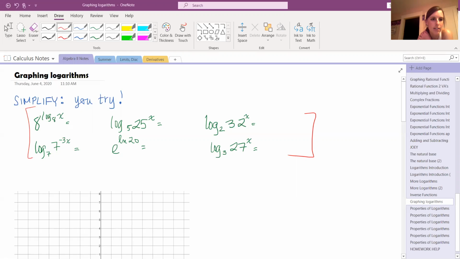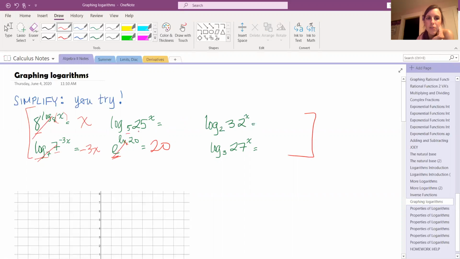So here, 8 to the log base 8 of x. Since the bases are the same, they cancel. You're left with the argument of the logarithm, which is x. Here, the bases are the same. They cancel. You're left with negative 3x. Here, the bases are the same because remember, natural log has an invisible base of e that we don't write because it's so commonly used. The bases are the same. We're left with 20. Those are the most obvious ones.